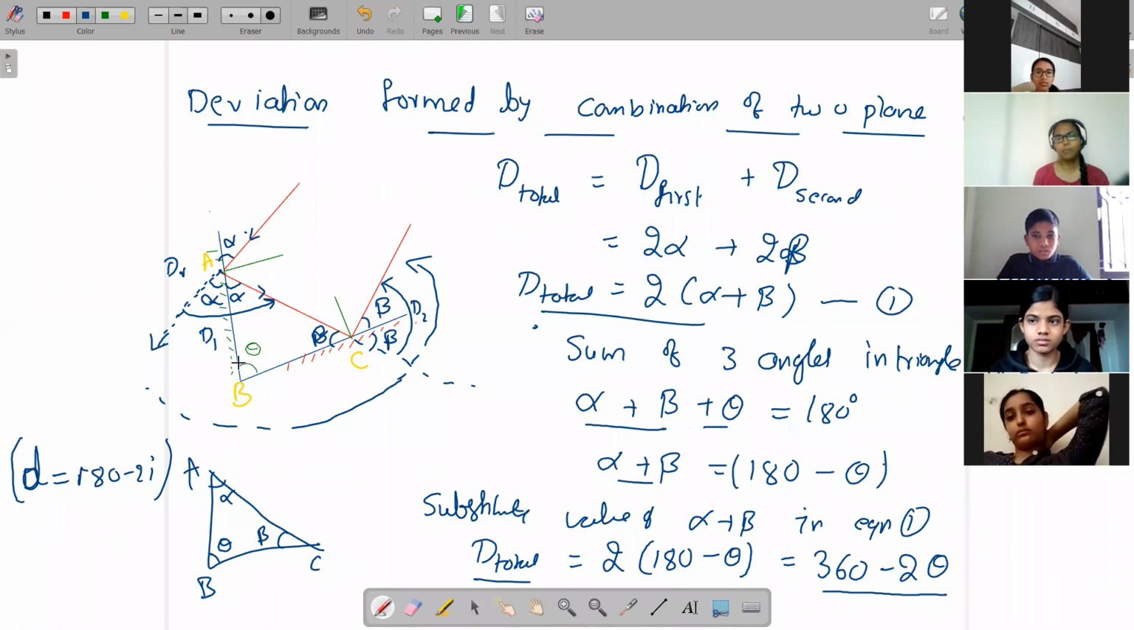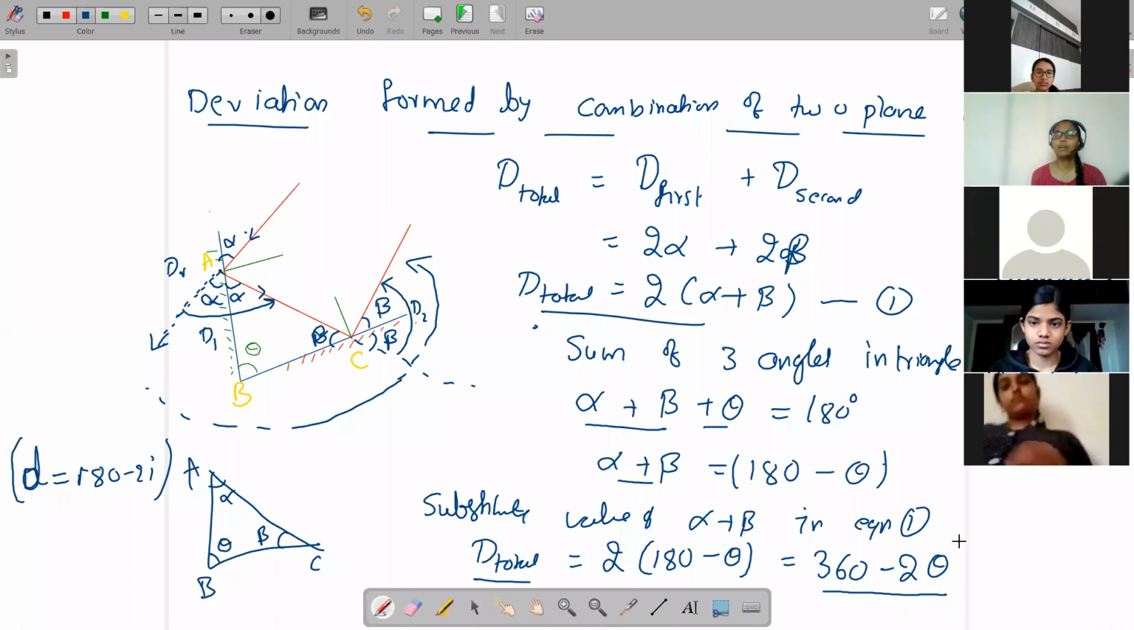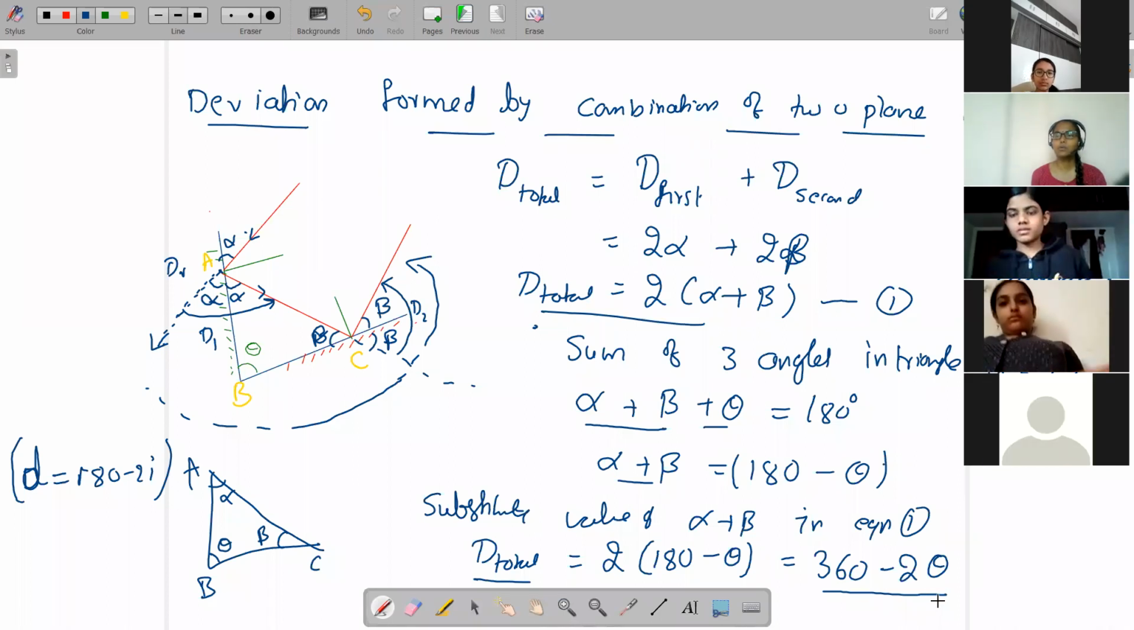It depends only upon what angle you keep the two plane mirrors at. If you place them at 30 degrees, 40 degrees, 60 degrees, the total deviation will vary based on that. It does not depend on the angle of incidence or angle of reflection. It only depends upon theta, the angle at which you keep the two mirrors. If you place the mirrors at 30 degrees, the angle of total deviation is different, like that. Hope it is clear children. This formula derivation is very important, so we'll solve some problems based on this.